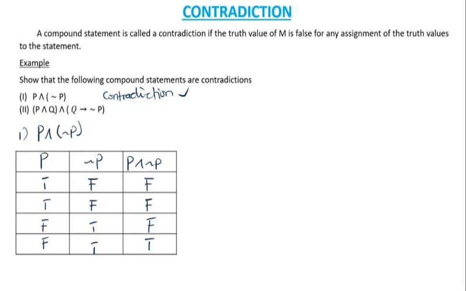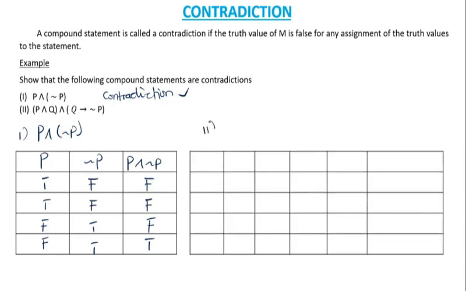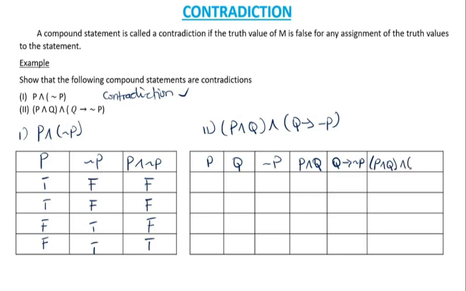Now let's look at the second one. I have P and Q, and Q implying negation of P. So I have P, I have Q, I can see negation of P here, I can see P and Q over here, and I can see Q implying negation of P. Then I can see the final overall statement, which is P and Q, and Q implying negation of P. Alright, so let's go ahead and see what we have for this.